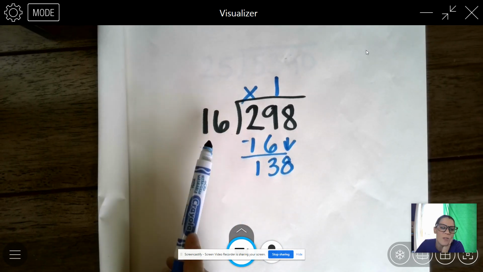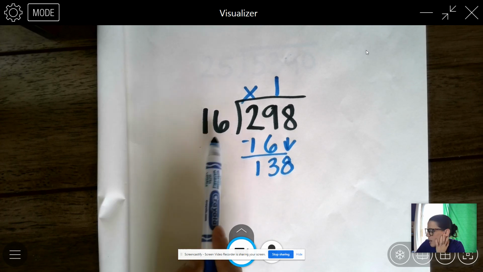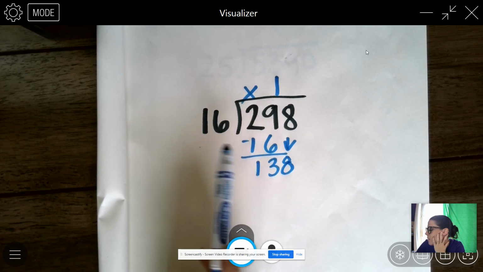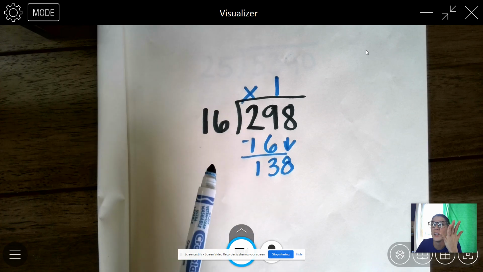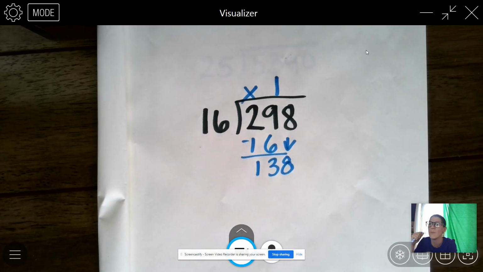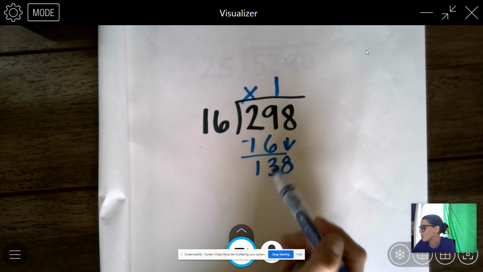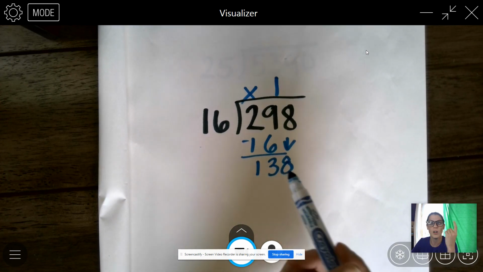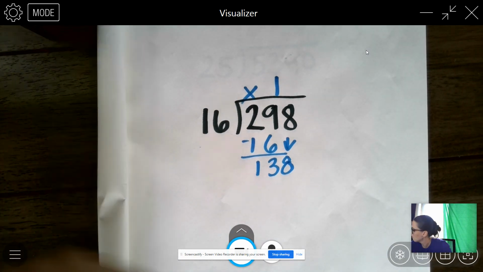So I need to think about this as maybe a 20. And think about how many times can 2 fit into 13, 2, 4, 6, 8, 10, 12. So maybe 6. I don't know. That seems kind of crazy. This is one where I may actually have to think about, okay, what is a good place for me to start? I'm going to start with thinking of this 16 like 20. I'm thinking of this 138 like 140. So 20, 40, 60, 80, 100, 120, 140. I'm going to start with 7 and see what I get.